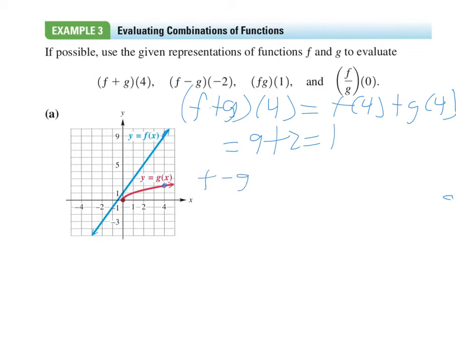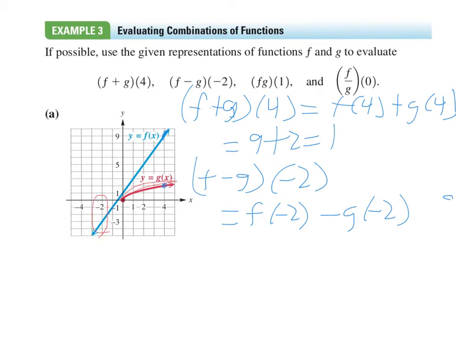Now f minus g of negative 2. That's equal to f of negative 2 minus g of negative 2. Now if you notice, the domain for g of x does not go past 0, so this function g of x is undefined at x equals negative 2, so f minus g of negative 2 is undefined.